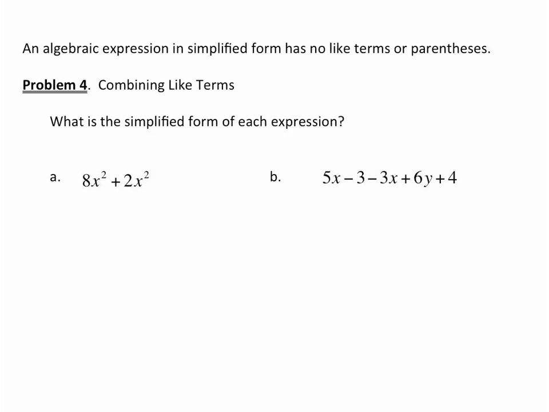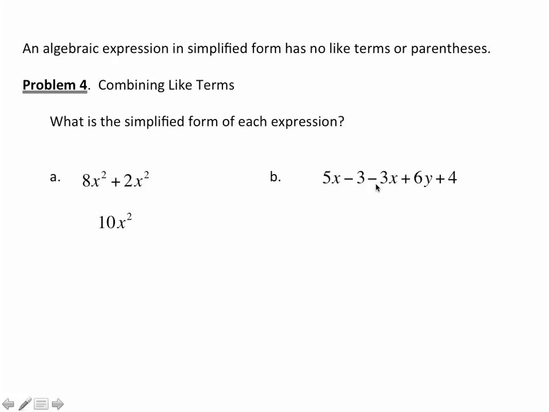An algebraic expression in simplified form has no like terms or parentheses. So my job is to combine the like terms. What's the simplified form of each expression? So 8x squared plus 2x squared. Well, since they're both x squareds, I can put them together. 8x squareds plus 2 more x squareds are 10x squareds. So that's pretty simple. Here we go in B.